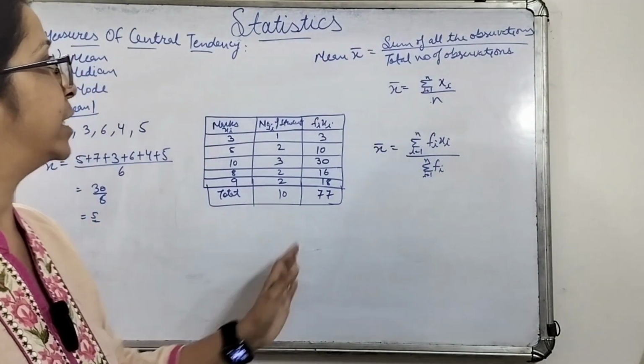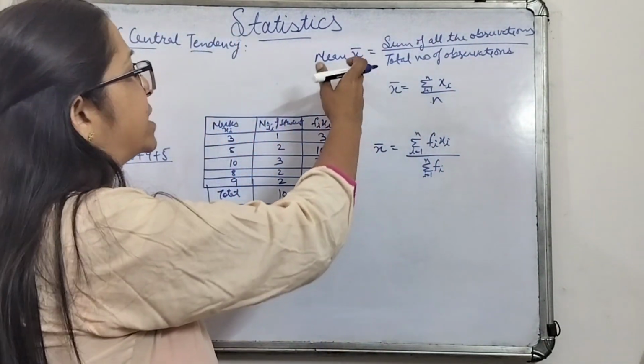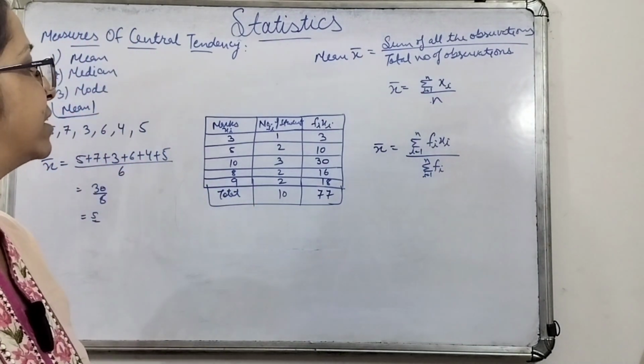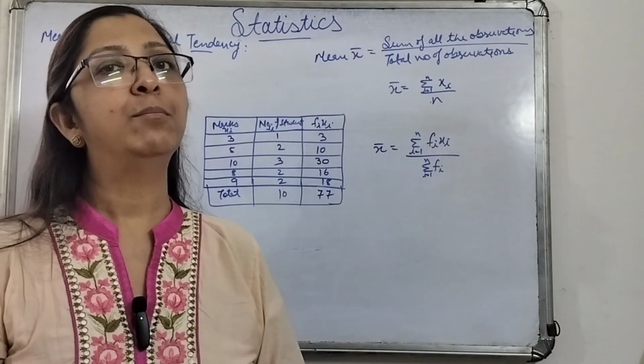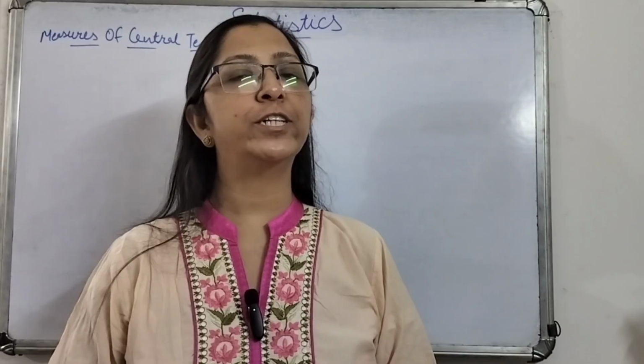So mean is basically the sum of all the observations upon the total number of observations, which is basically the average. So this is one of the methods of finding your central tendency. Now we'll be learning what is median and what is mode. Now let's understand what is median and what is mode.